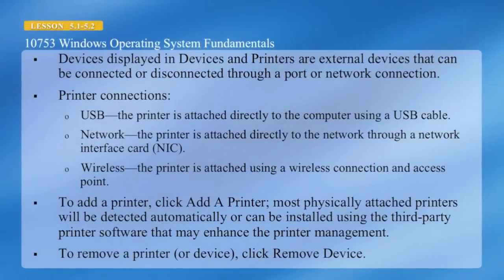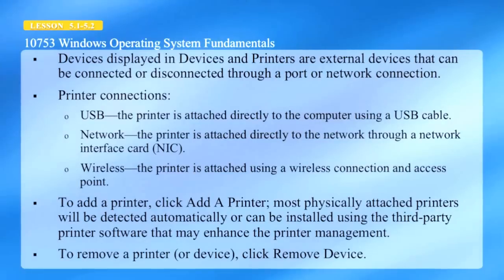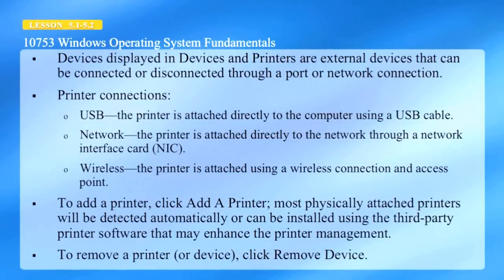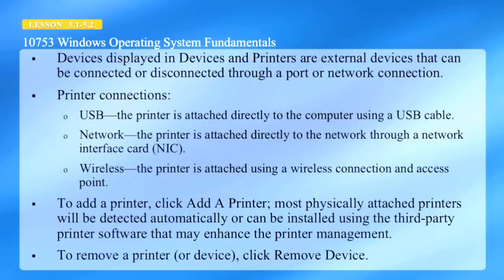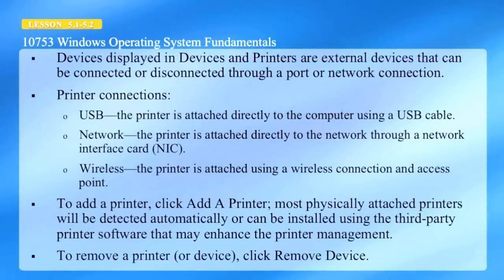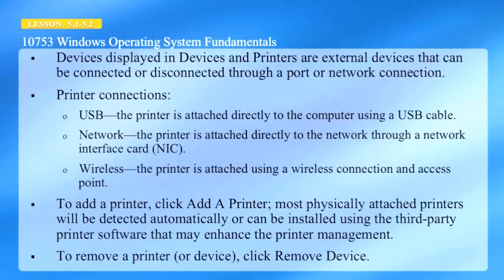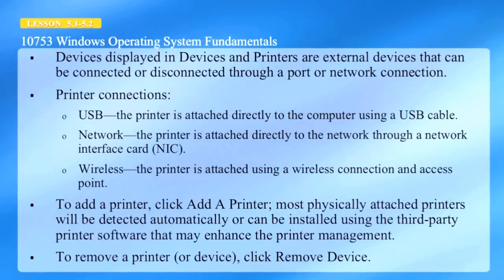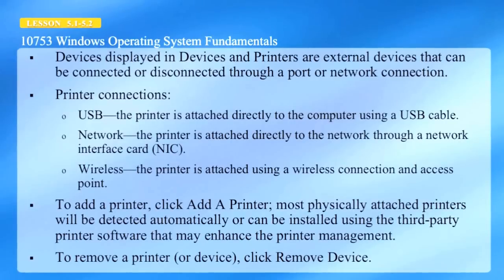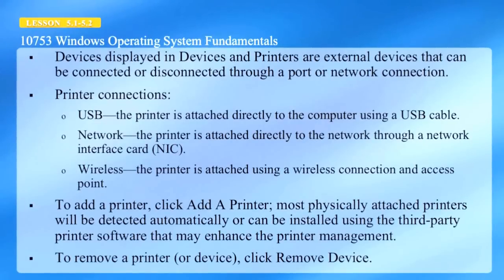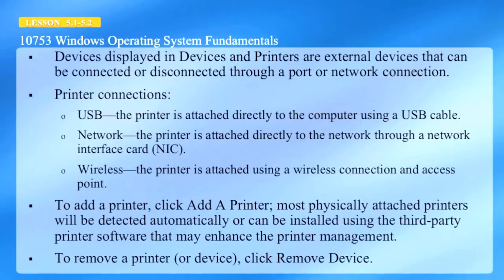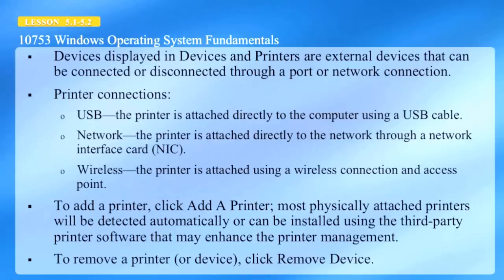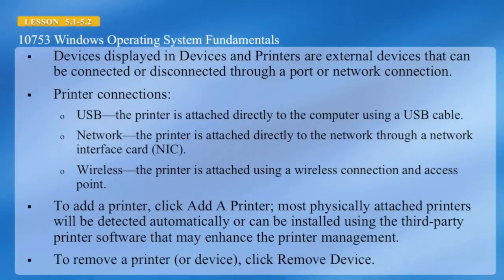Devices displayed in Devices and Printers are external devices that can be connected or disconnected through a port or network connections. Printer connections can be established through USB, through the network, or through wireless connections. To add a printer, click Add a Printer. Most physically attached printers will be detected automatically or can be installed using the third-party printer software that may enhance the printer management. To remove a printer, just click Remove Device.